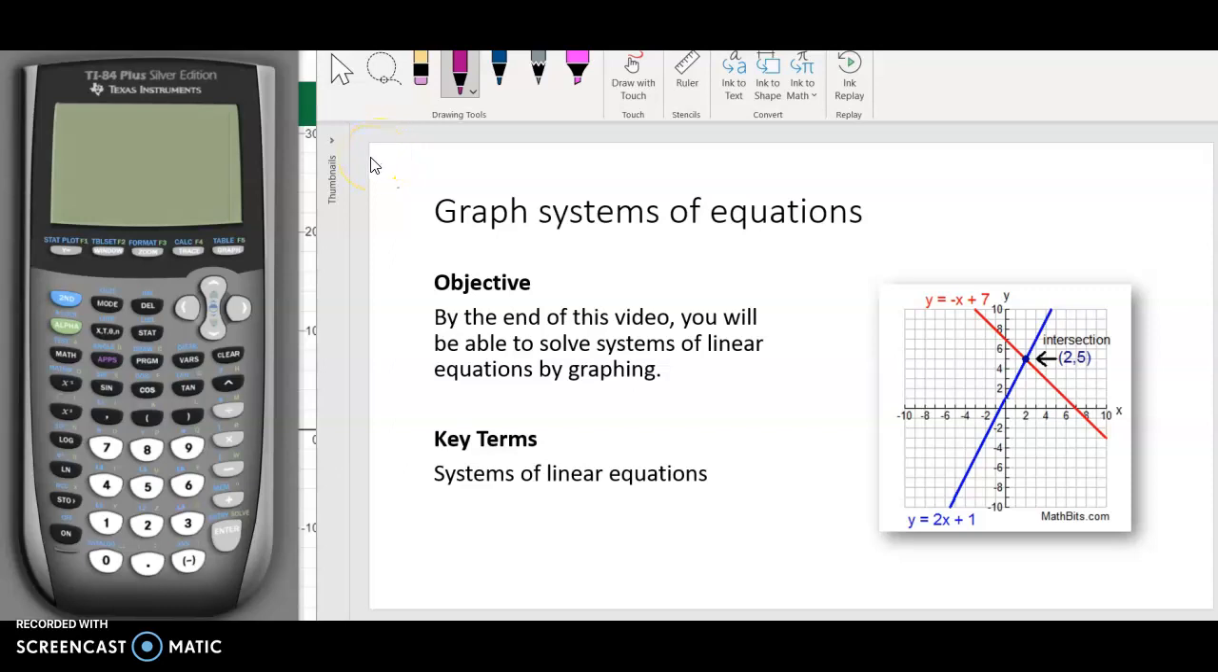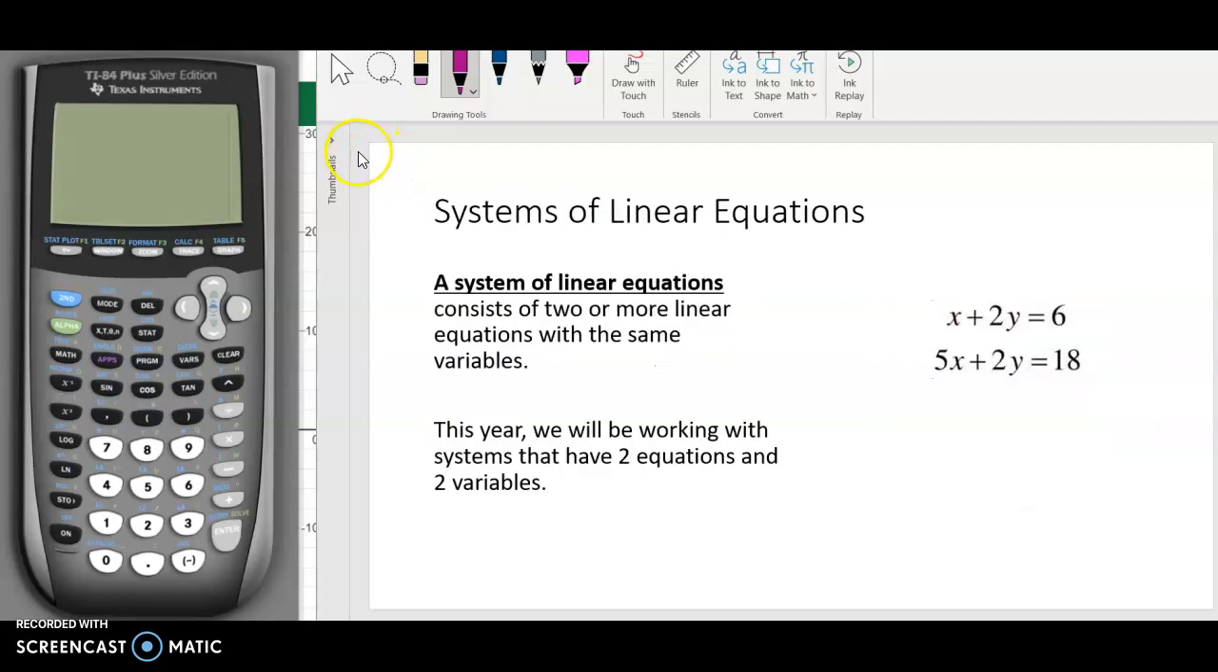So in this video, we're going to talk about how to solve systems of linear equations by graphing. So remember that a system of linear equations consists of two or more linear equations that have the same variables. This year, we're going to be working with two variable systems. That's why each of our systems has two equations.